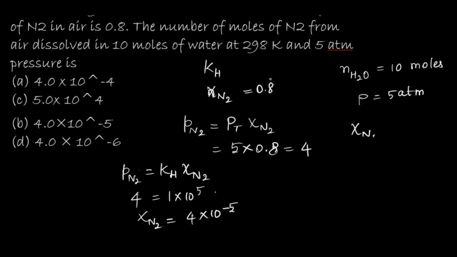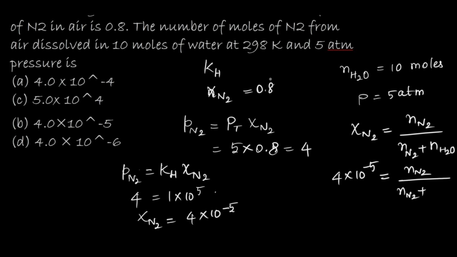the chi value of N2, that is number of moles of N2 plus number of moles of H2O. By substituting these values over here, we'll end up with the number of moles of N2. That is 4 into 10 to the power minus 5 plus 10 moles, which will be N2, that becomes 4 into 10 to the power minus 4. So option A is the right answer to this question.